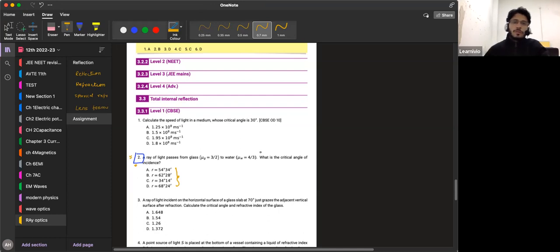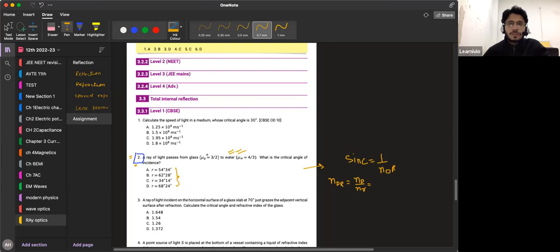Okay, so just one answer from Nabil. What about the rest? Yashika, Noha, Munib, Umar. The formula based thing. See, what is sine C? Sine C is 1 by n. What is n? Denser with respect to rarer. So denser with respect to rarer means refractive index of denser medium divided by refractive index of rarer medium.